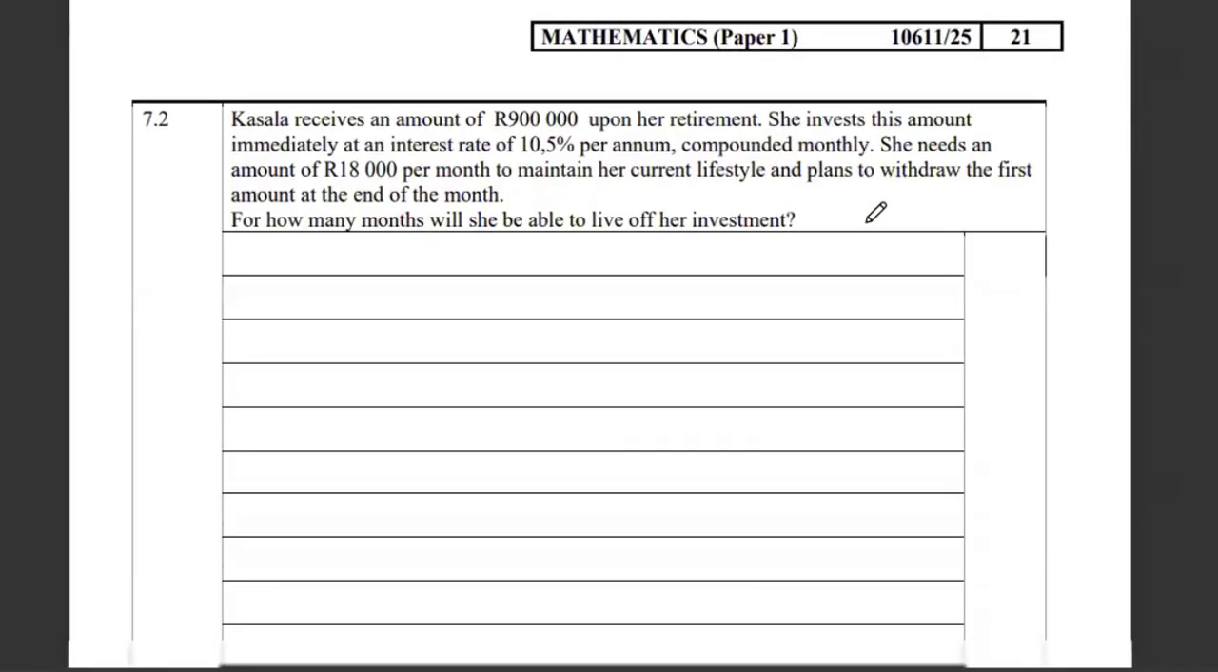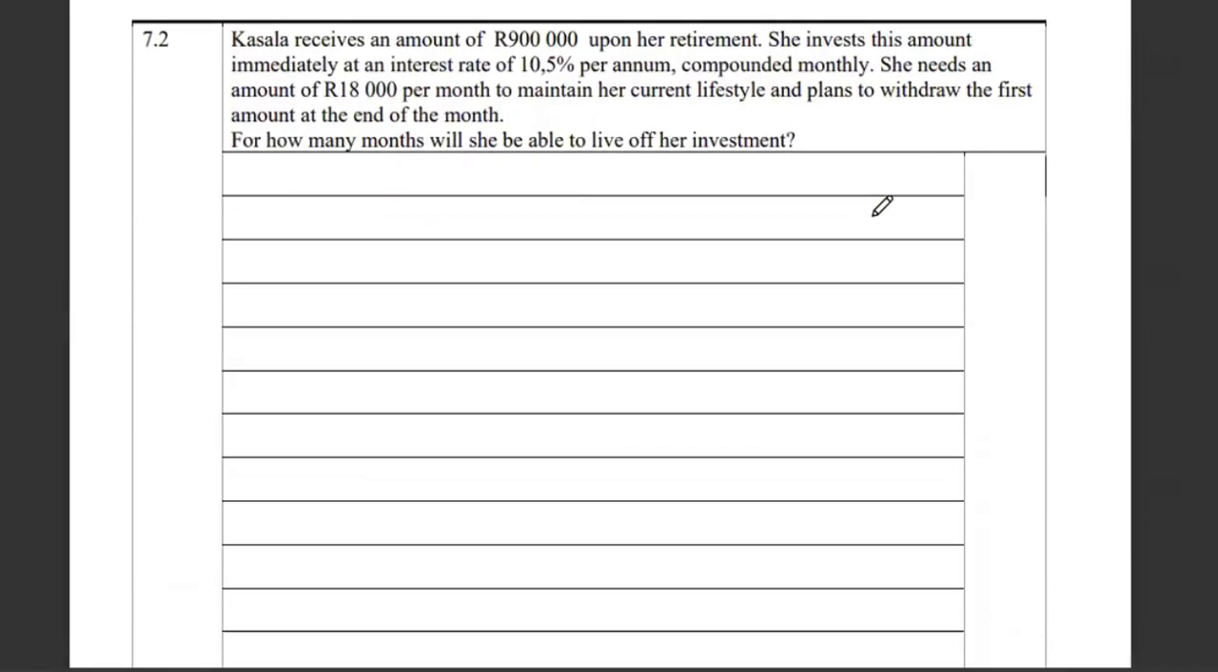Then 7.2, this person receives an amount of 900,000 upon her retirement. Then she invests this amount immediately at a rate of 10.5% per annum compounded monthly. She needs an amount of 18,000 per month to maintain her current lifestyle and plans to withdraw the first amount at the end of the month. How many months will she be able to sustain herself?